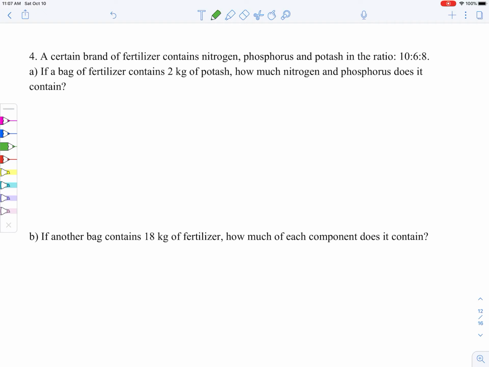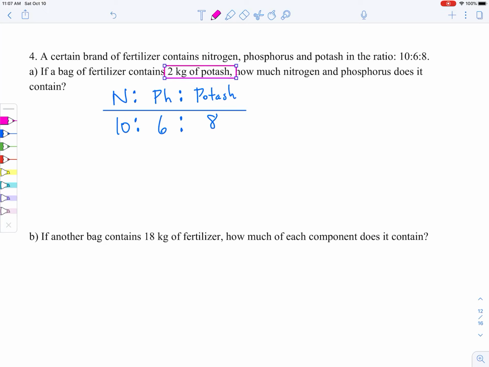Grade 4, a certain brand of fertilizer contains nitrogen, phosphorus, and potash in the ratio of 10 to 6 to 8. And then it says if the bag contains 2 kilograms of potash, how much of the others does it contain? So we're going to be looking at nitrogen to phosphorus to potash. And when we look at these three in ratio, we know that it's 10 to 6 to 8. That's what the question told us. But then it says that the bag of fertilizer contains 2 kilograms of potash. So in our question, we have 2 kilograms of potash.